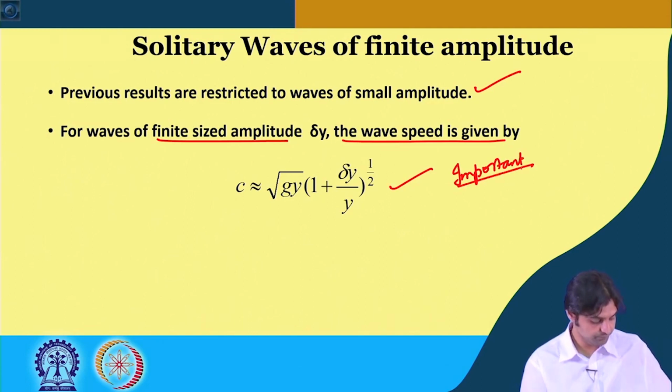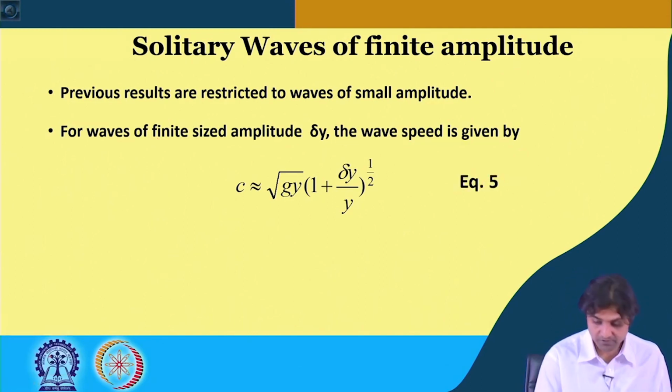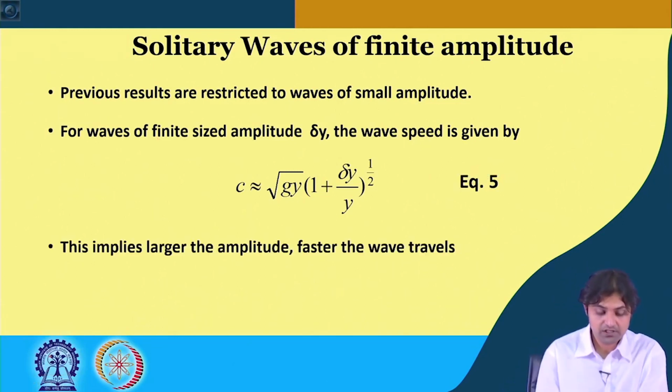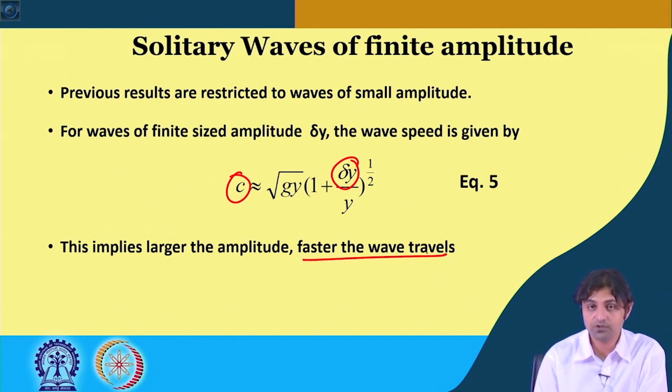All right. And this is equation number 5. I think you should remember this. If you see this equation, this means if the amplitude delta y is larger, c will be larger. This means that the waves are going to travel fast. So, if the amplitude is larger, the waves are going to travel fast.